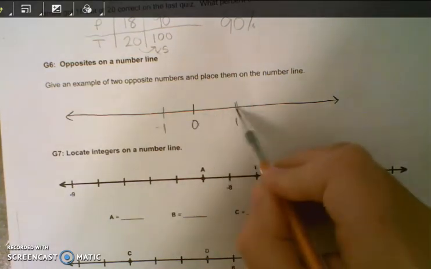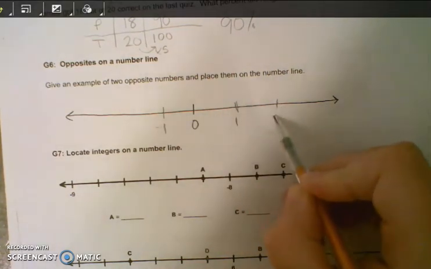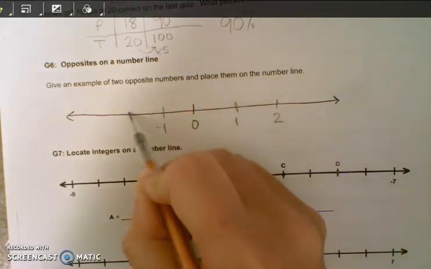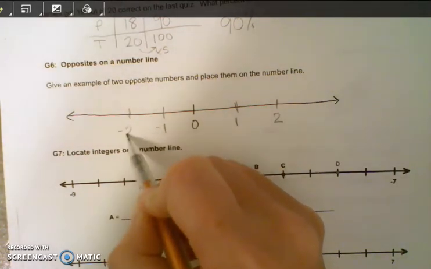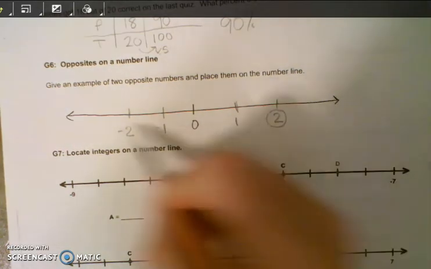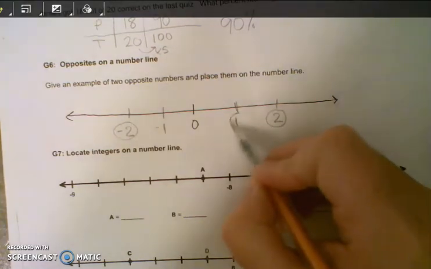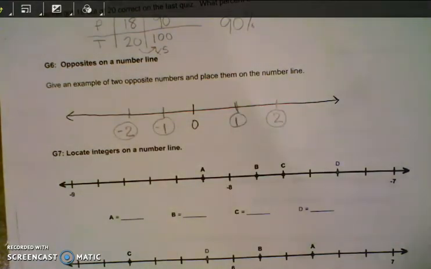And if I'm going to make them equally distant, then 2 would be here, +2, and -2. So my +2 and my -2 would be opposites, and my +1 and my -1 would be opposites.